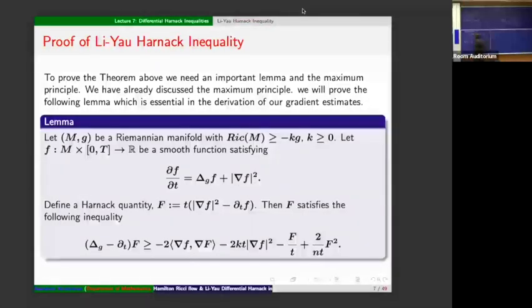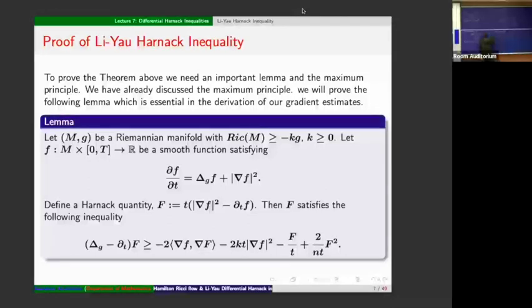Yeah. Let's say f is given as t of |∇f|² minus the derivative of f with respect to t. So this is f. Then we want to show that it satisfies this equation. Now, let's use this formula so that it will be easier for us.